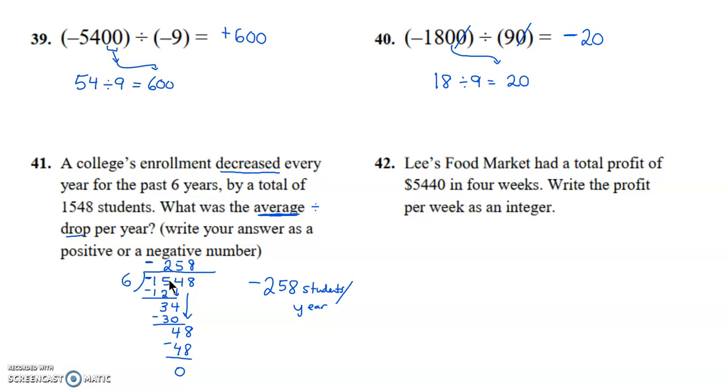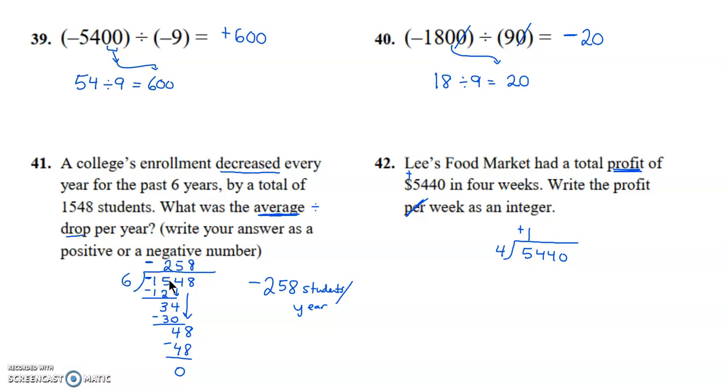And number 42, Lee's Food Market had a total profit. So profit is good. $5,440 in 4 weeks. Write the profit per week as an integer. So this time we're going to be dividing that amount of money by 4, but this is a positive amount. So let's do our long division.